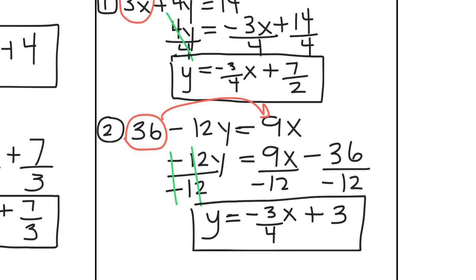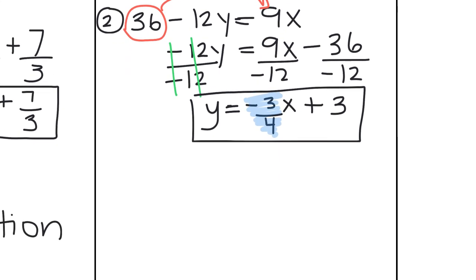So same like we did before, we're going to now compare our two equations. I'm going to start with comparing the slope. So the slope in equation number 1 is negative 3 over 4. And the slope in equation number 2, well, it's also negative 3 over 4. So I'm going to write that down. The slope in equation number 1 is equal to the slope in equation number 2.